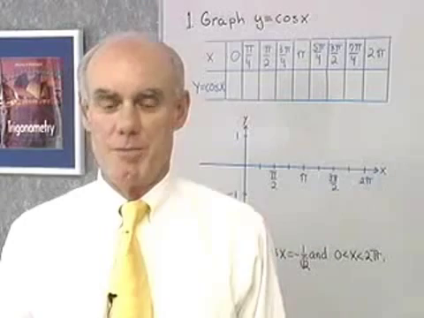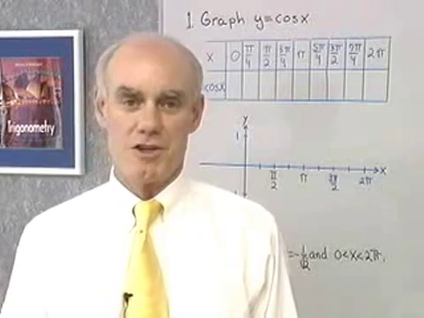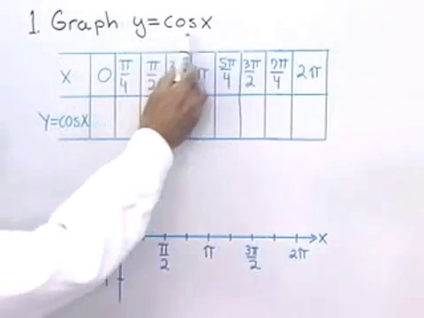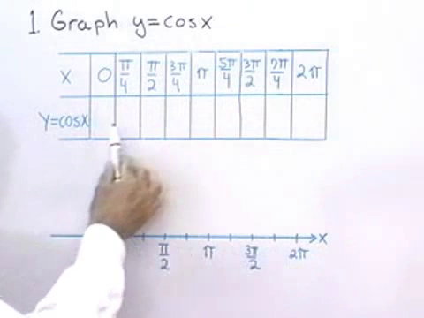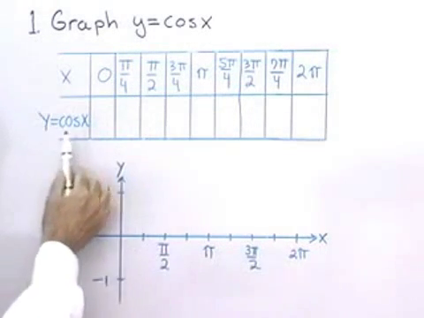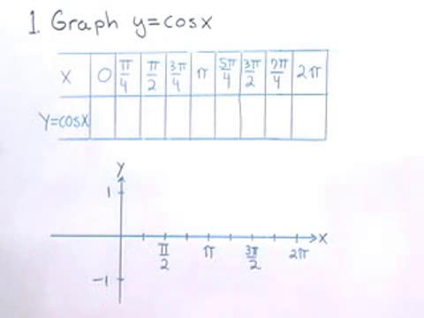Next, we want to look at some of the basic graphs of the trig functions. Our first one is y equals cosine x. Written over here, graph y equals cosine x, and I thought we'd make a little table to begin with where x is in increments of pi over 4, and then we'll write the corresponding values of y equals cosine x.